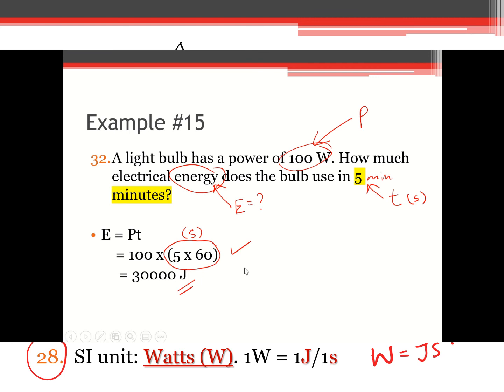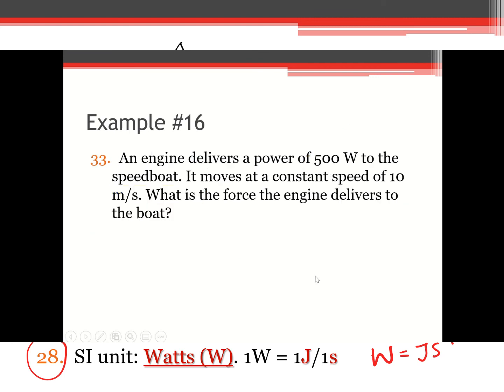All right. We are near the end. Okay. Example 16, that's point 33. An engine delivers a power of 500 watt to the speedboat. It moves at a constant speed, but this constant speed of 10 meter per second. Yeah, important, huh? So I have the speed equals to 10 meter per second. Just take note of that.